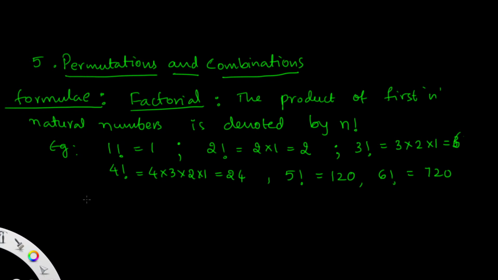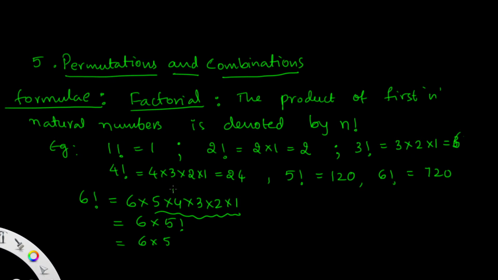Okay, the general formula, just listen first. 6 factorial we can write as 6 into 5 into 4 into 3 into 2 into 1. For our convenience, 5, 4, 3, 2, 1 is nothing but 5 factorial, so we can write 6 into 5 factorial. If we go up to 6 into 5 into 4, then 3, 2, 1 is nothing but 4 factorial. For our convenience we can take any values.